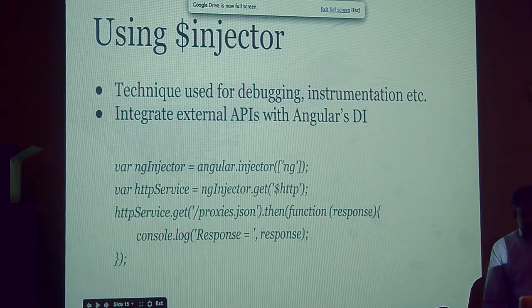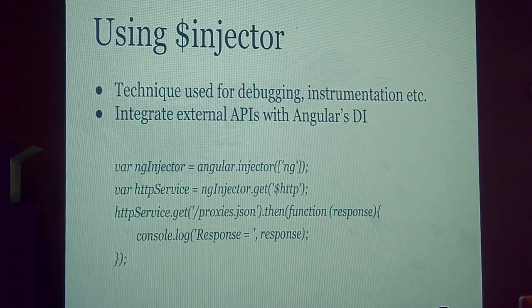Here's another technique that I've been using. If you try to debug some code in Angular, Angular has this whole DI engine, so a lot of times you wonder, how do I get this service? Is there a way I can call this service explicitly on the console so that I can debug it and see what's happening? Just a simple trick that I've been using: you can just get the Angular injector.